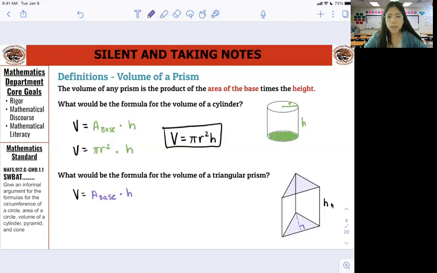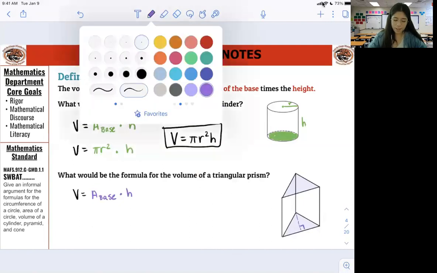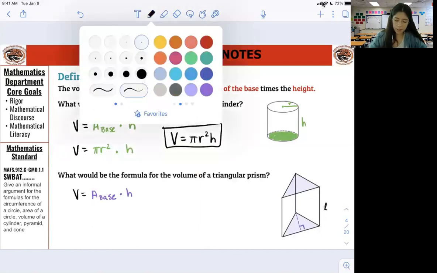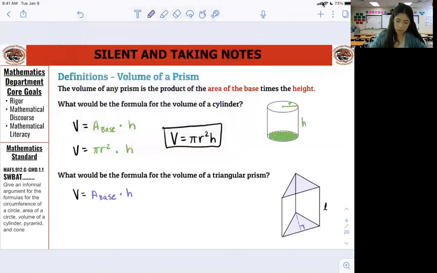Instead of making this H, they call it L. That wasn't meant to be a pun. I just kind of said it. Okay, so they call this L for length instead of calling it H for height. So it might look a little confusing, but I'll label everything so that we don't get too confused.